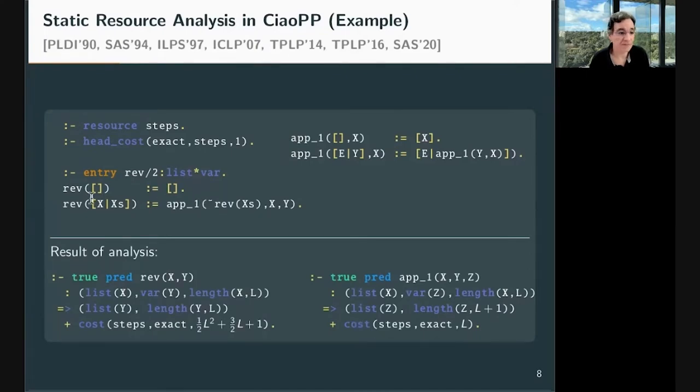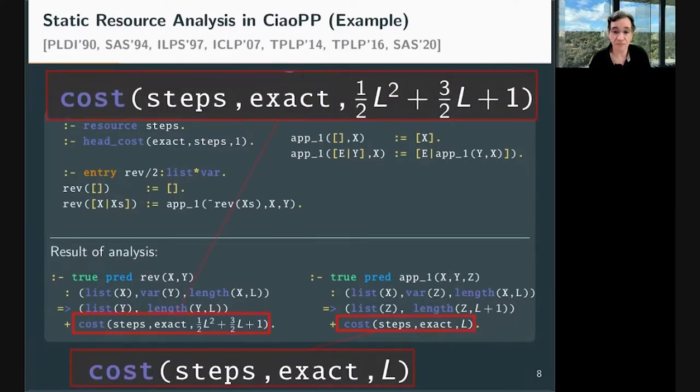These are marked as true assertions because they have been inferred, i.e. they reflect information that has been proved correct by the analyzer. These statements talk about number of steps, like we said, which is the resource that we have defined. And they're saying that, for example, the append one function will execute exactly the number of steps that is the length L of the input list X. And they're also saying that reverse is quadratic, which we know is correct for naive reverse, of course. And in fact, exactly half L squared plus three halves of L plus one, where L is again the length of the input list, this time to reverse.